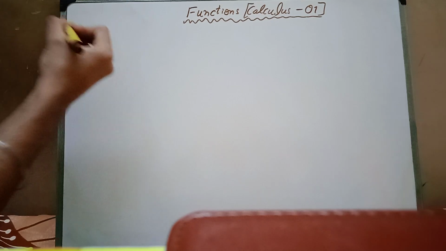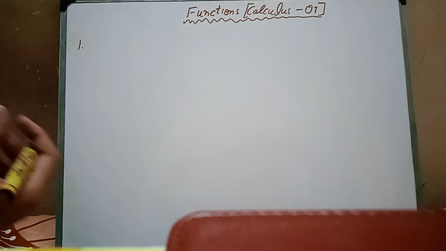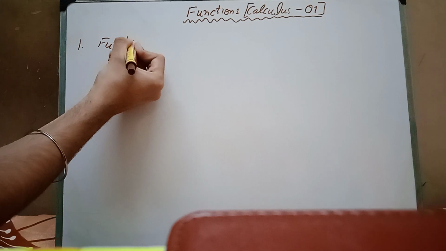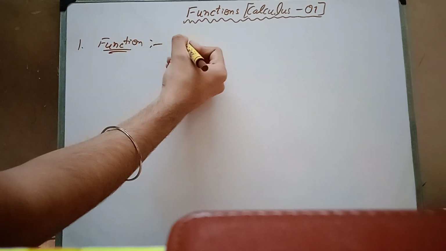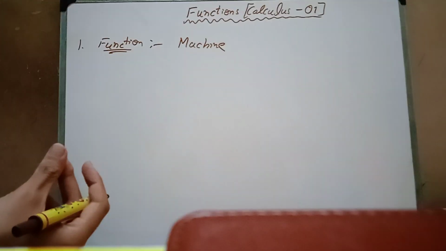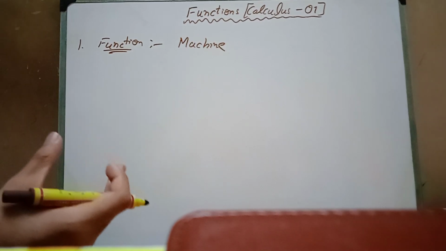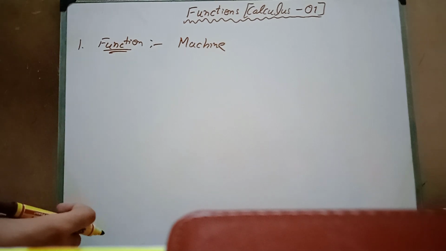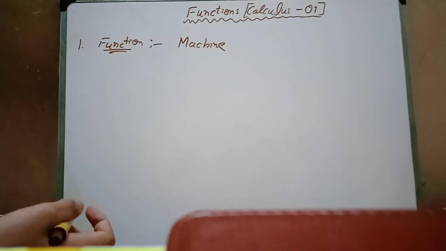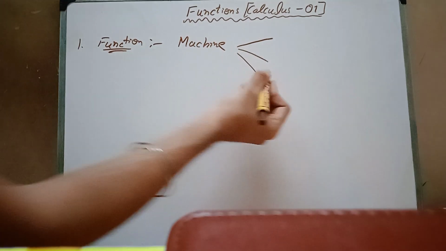So what is a function? Function hota kya hai? A function is like a machine. Everybody tells this thing, and I am also telling this thing. A function is like a machine. What does a machine have? A machine has three things, three components, you can say.